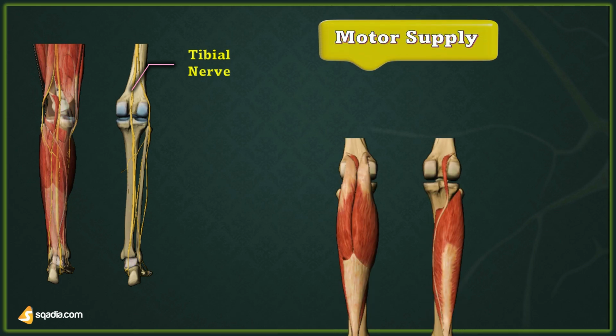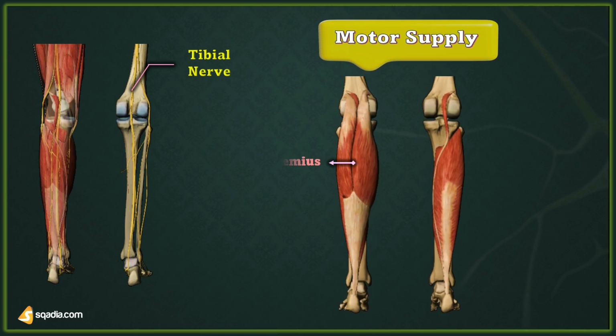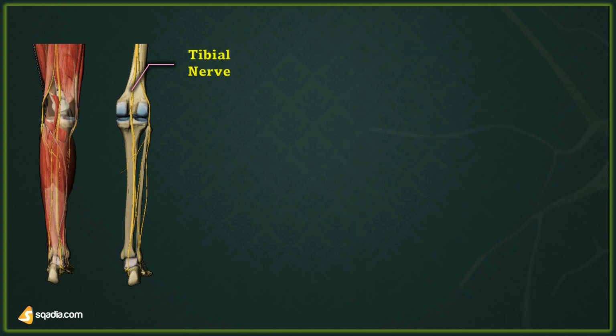The motor function of the tibial nerve is that it primarily controls the muscles of the posterior compartment of the leg. The muscles that are innervated by the tibial nerve are the gastrocnemius, soleus, plantaris, and other muscles of the posterior leg. These muscles are responsible for plantar flexion, pointing the foot downward, inversion, turning the foot inward, and flexion of the toes.